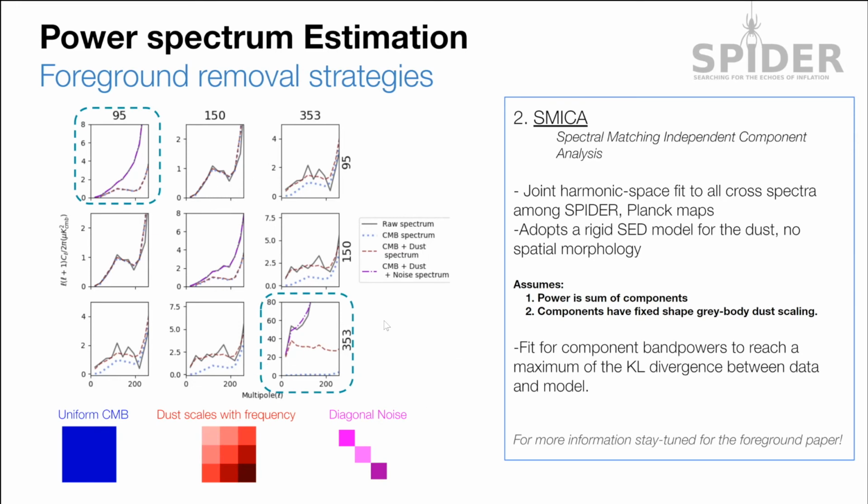On the left, I'm showing a recovery of the different components that comes out from SMICA. It is a little hard to see clearly, but it's very interesting that each component is recovered pretty well, and they have different dominance in different frequencies as expected. For example, we can see that CMB is dominant compared to dust in the 95 auto spectra, and in 353, dust is dominant, comparing the dashed lines between red and blue. A full discussion of this method can be found in the paper, and we could provide more information in the upcoming foreground paper, so stay tuned.